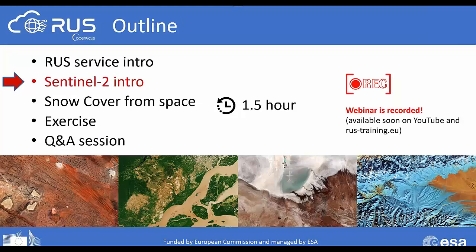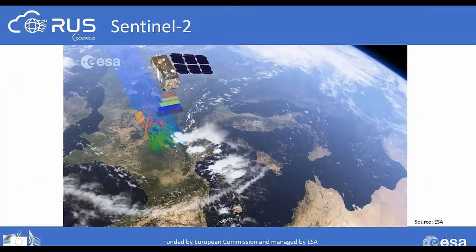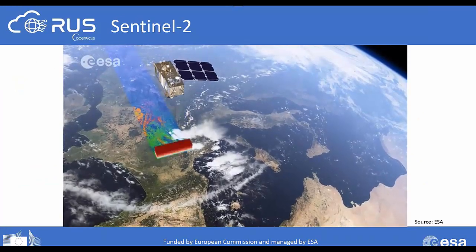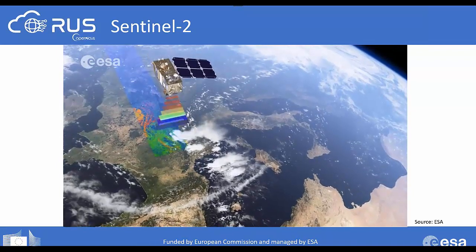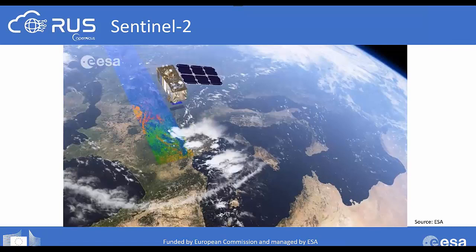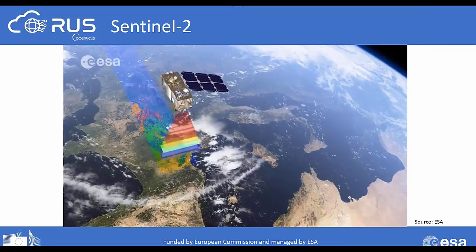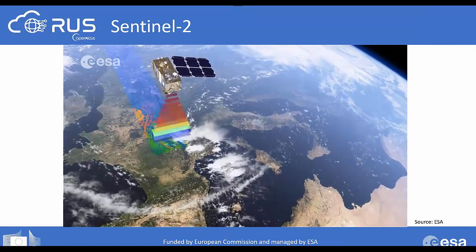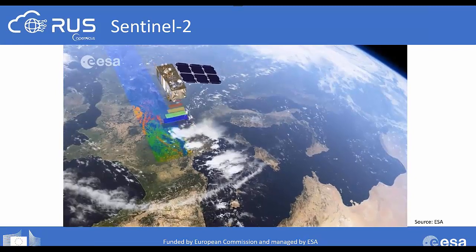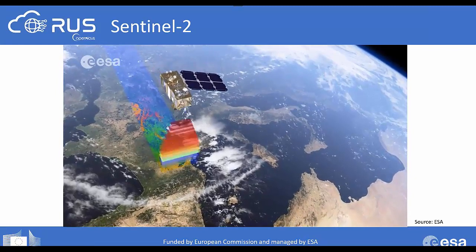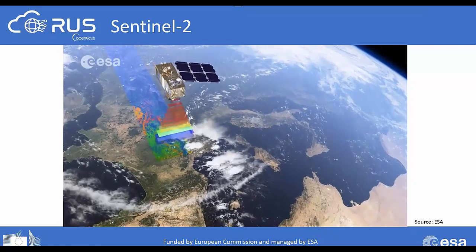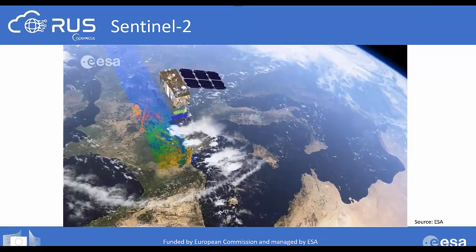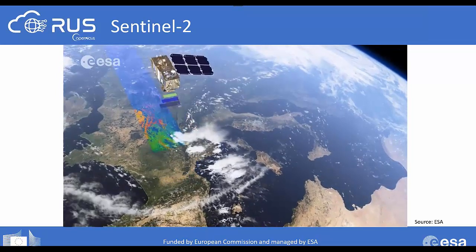Okay, so now let's move on to the Sentinel-2 intro. Sentinel-2 is one of the Sentinel satellites. The Sentinel satellites are a family of satellites built by the European Space Agency for the needs of the EU Copernicus program. And what is Copernicus? Copernicus is the largest Earth observation program in the world. And all its satellites and data are available under a free and open policy to everybody for either non-commercial or commercial purposes.